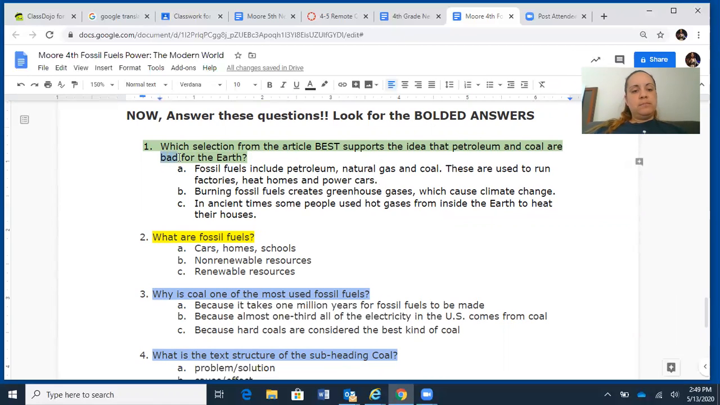Let me bold this bad word because that's important. All right, burning fossil fuels creates the greenhouse gases, which causes climate change. That's what we read. That's what's bad. It's changing the climate. It's making it too hot. C, in ancient times, some people used hot gases from inside the earth to heat their homes. Again, that's not a bad thing. So it has to be talking about the climate change.